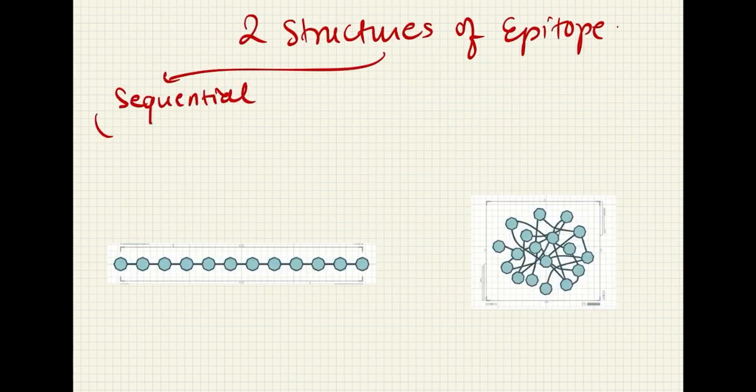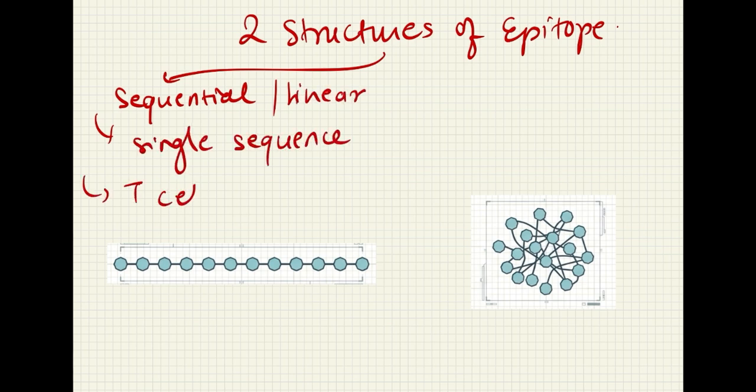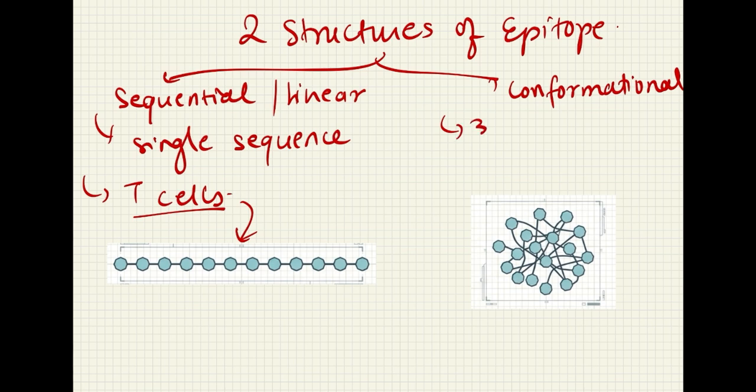Sequential, or linear, epitopes are formed by a single unbroken sequence of amino acids, and these are generally recognized by our T cells. Conformational epitopes, on the other hand, are formed purely by complex geometry during the three-dimensional folding of the protein, and these are generally recognized by our B cells.